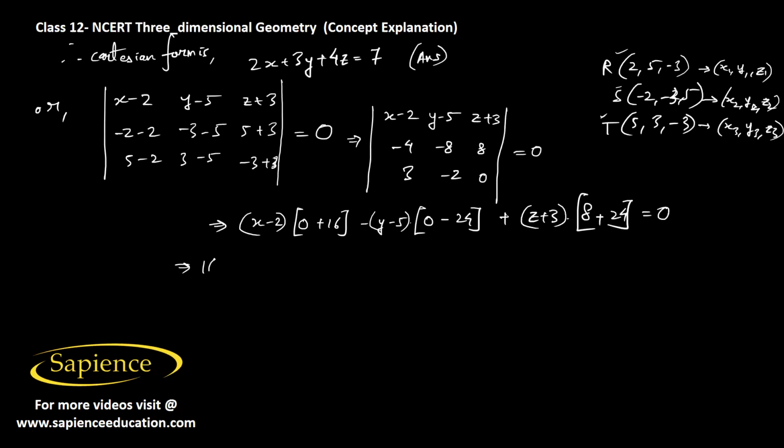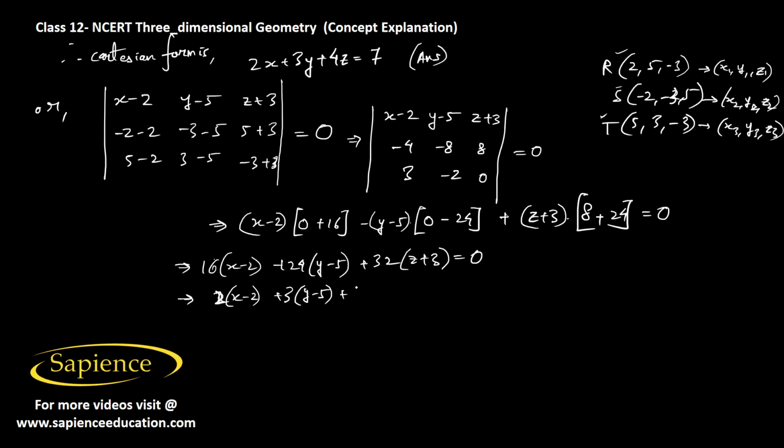So then we will get 16 into x minus 2, then plus 24 into y minus 5, then plus 32, 8 plus 24 is 32, 32 into z plus 3, that is equal to 0. So then we can take 8 as common. So this will be 2 into x minus 2, since 8 2s are 16, and 3 8s are 24, so 3 into y minus 5, then plus 4 8s are 32, so 4 into z plus 3, that is equal to 0.